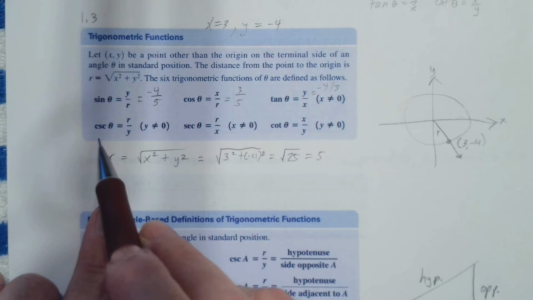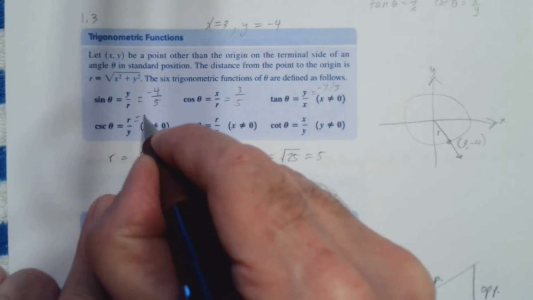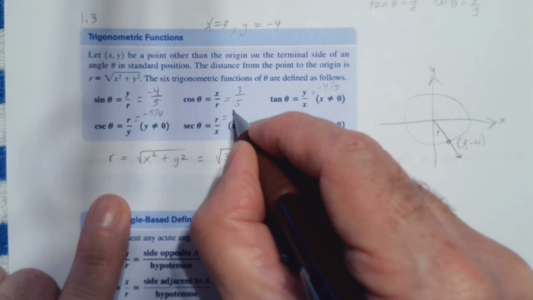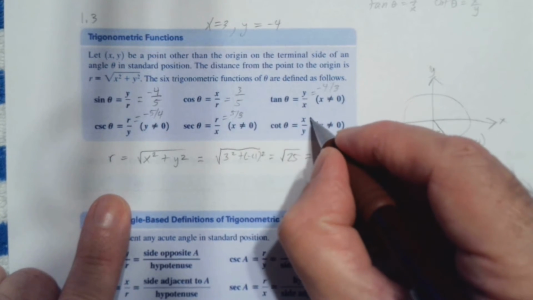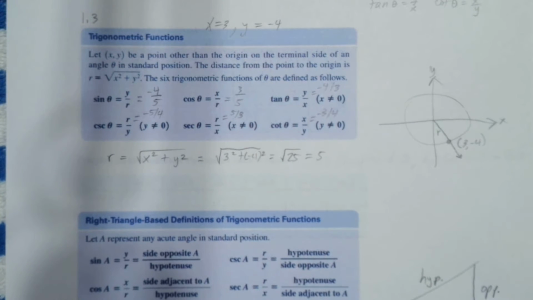And then the nice thing is these are each the reciprocals of the above. And so all we have to do is flip these. This is -5/4. Secant will be 5/3. And cotangent will be -3/4. And so that's how we first started.